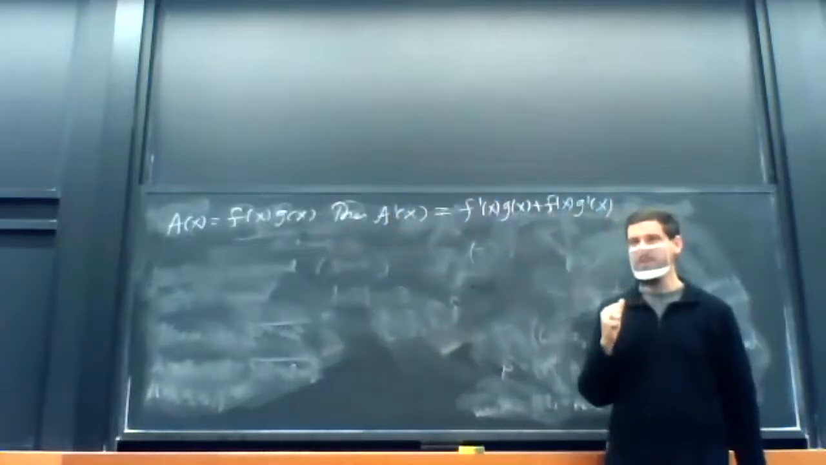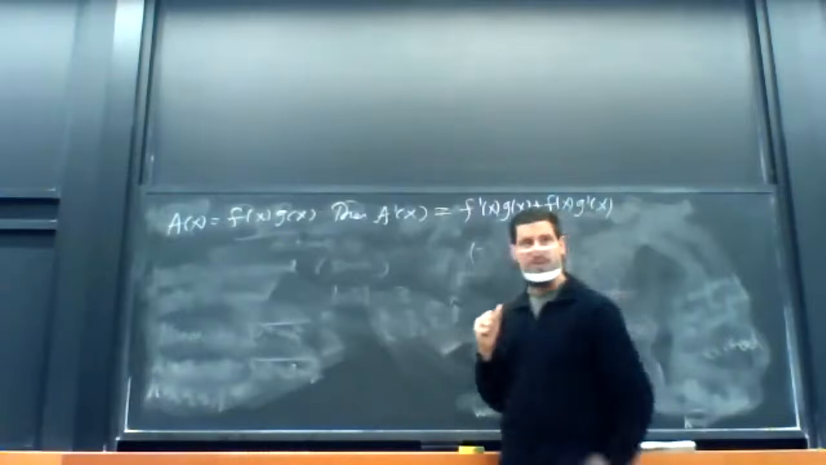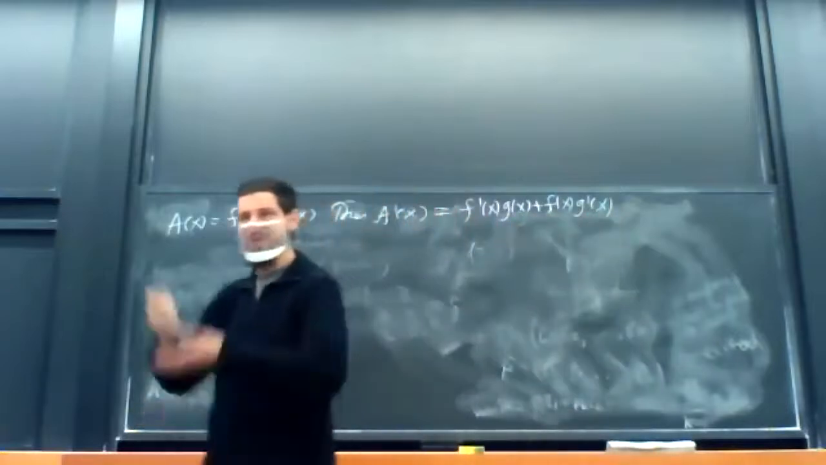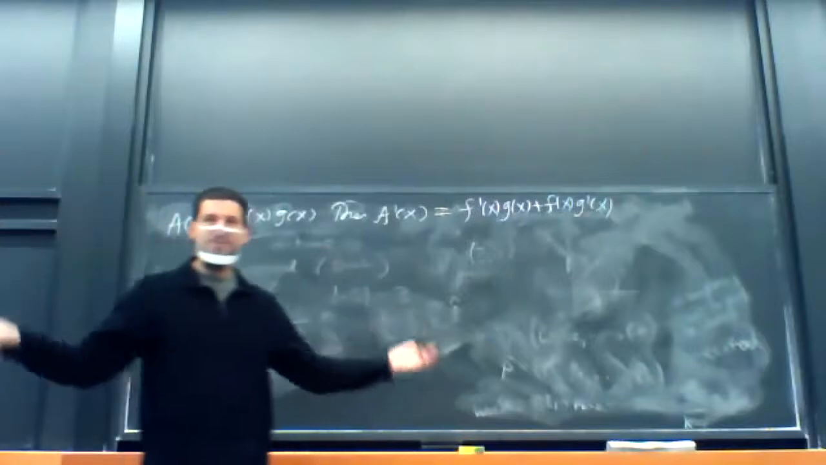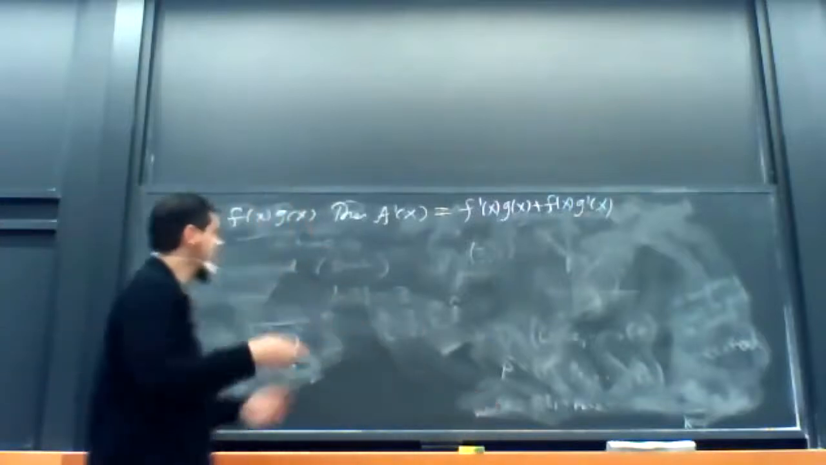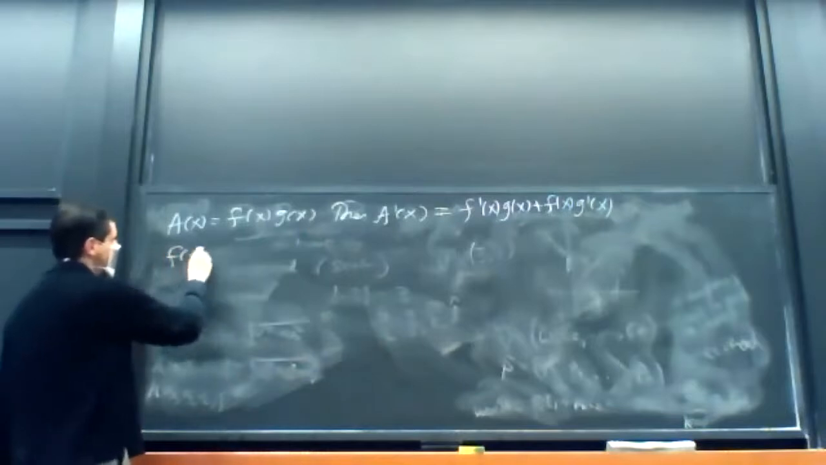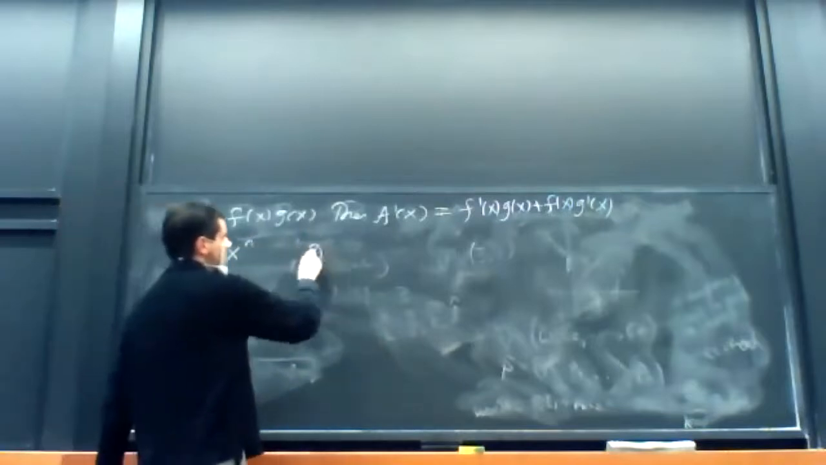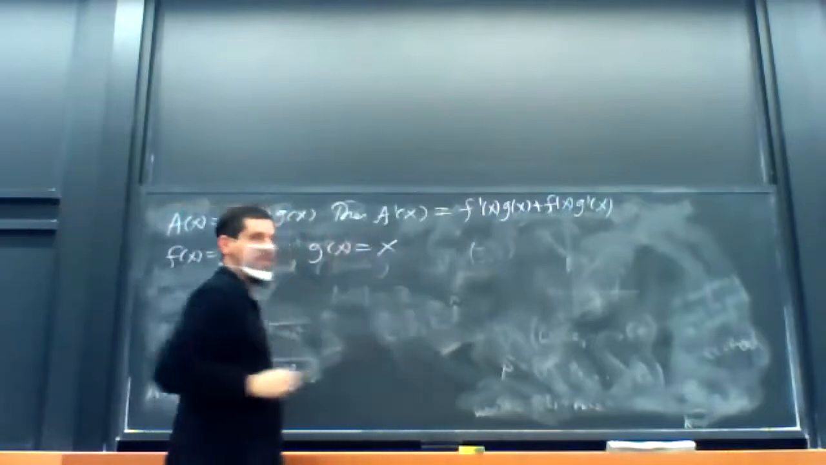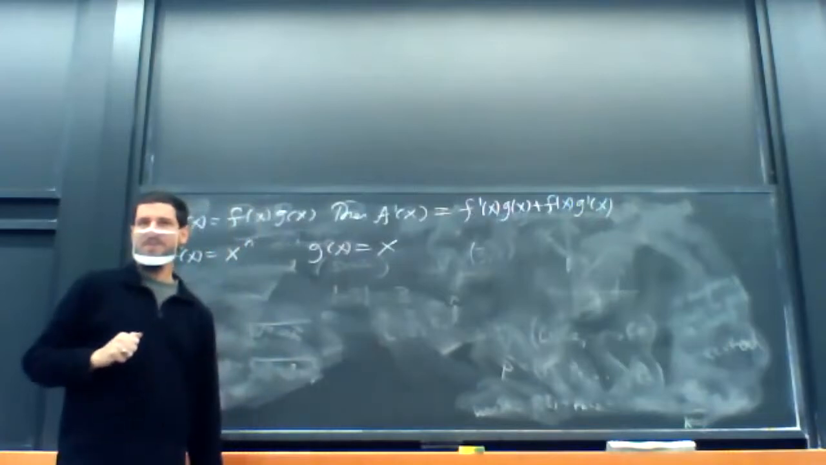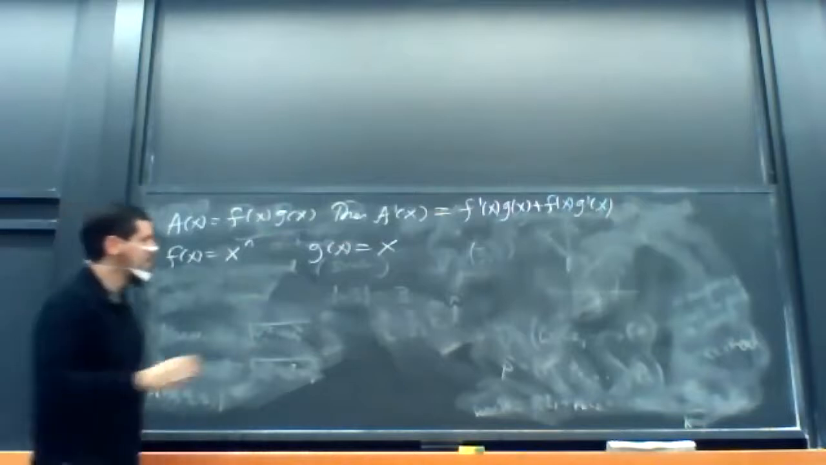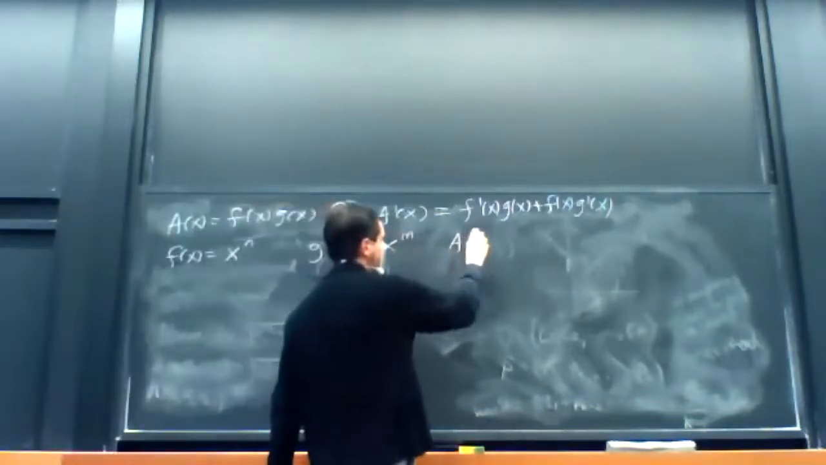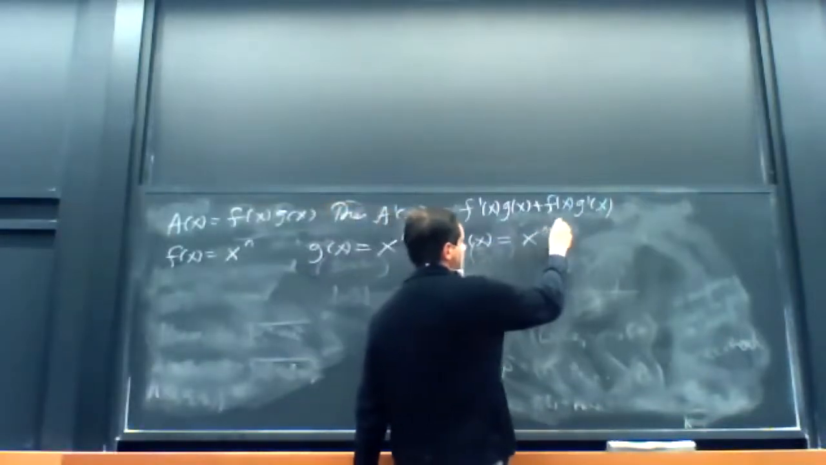X squared, what else? X cubed, what else? More generally. Oh, more generally. Yeah, more generally, we have x squared, we have x cubed. More generally, we have x to the n. So let's let f of x be x to the n. G of x will be x to the m. And so a of x is just x to the n plus m.